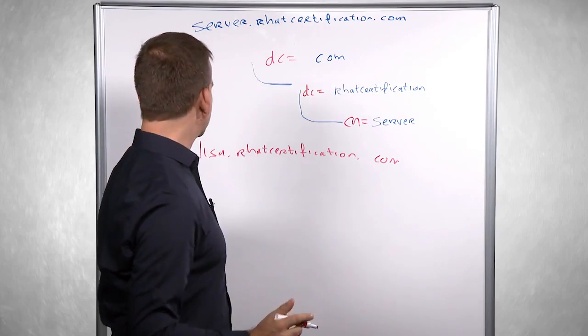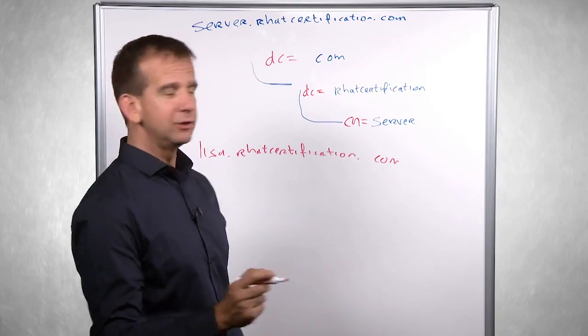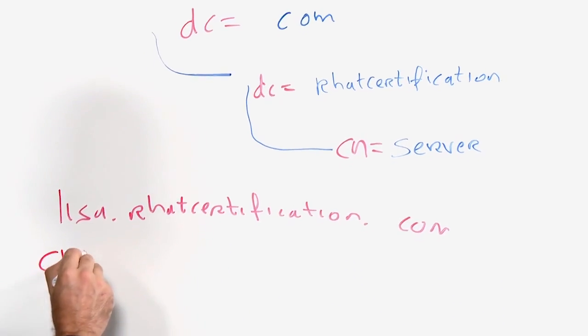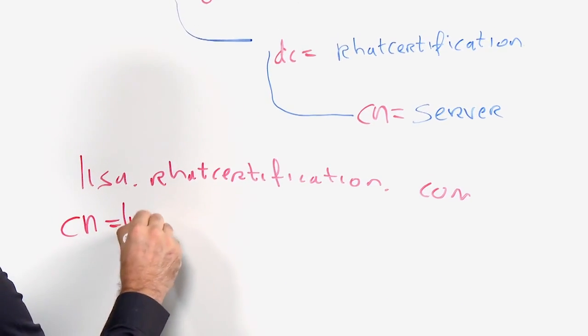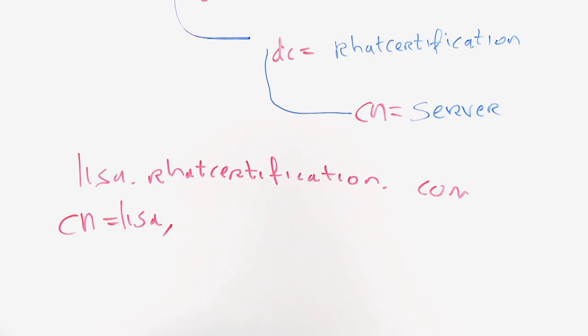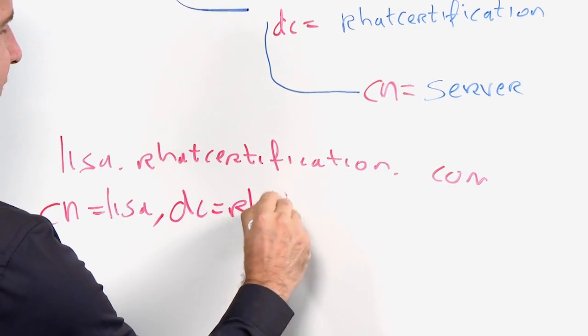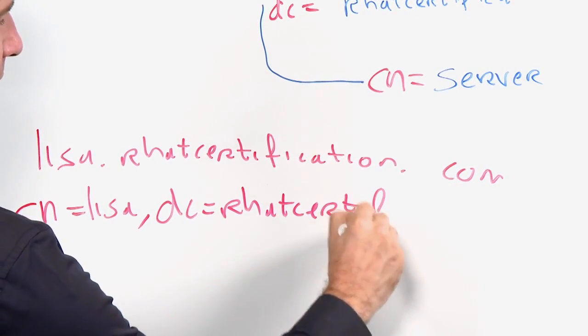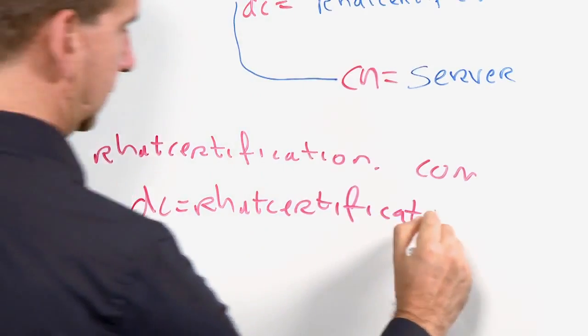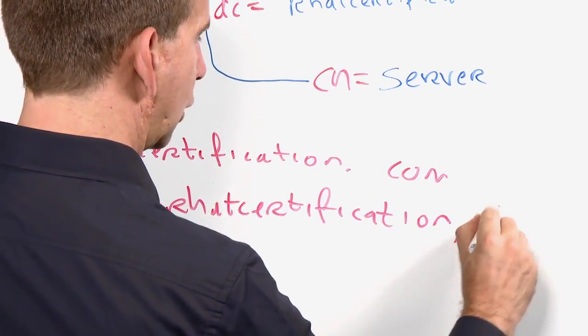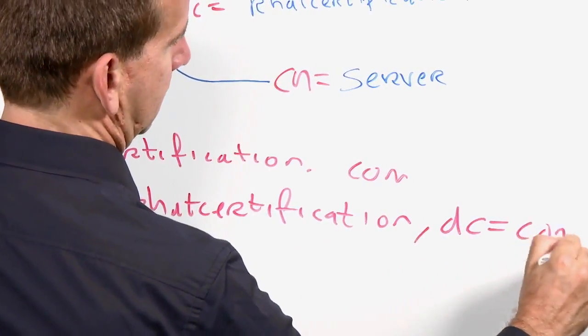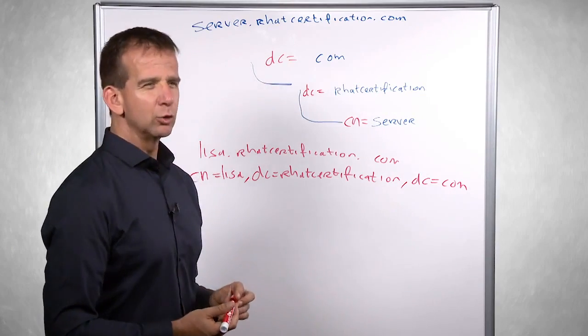So instead of writing lisa.rhatcertification.com, in LDAP that would be CN equals lisa, separated by a comma, not a dot, DC equals rhatcertification, and another comma, and then DC equals com.